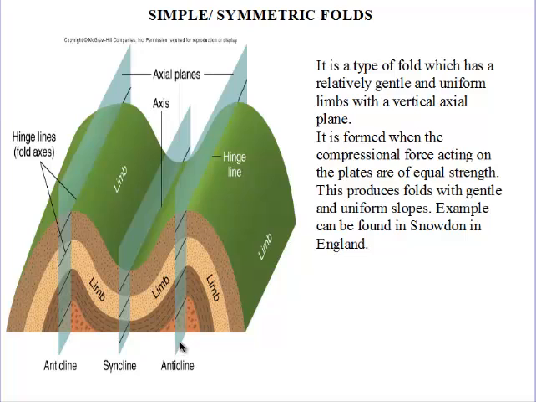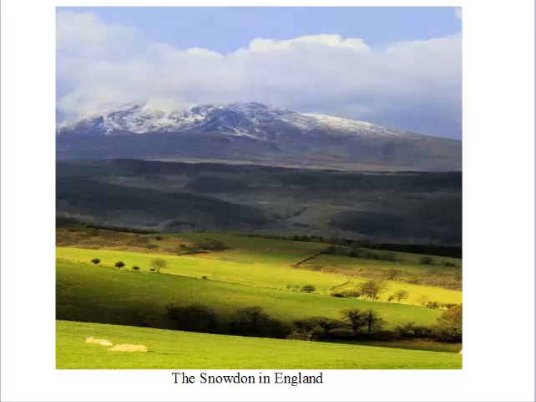And this happens when the compressional force acting on the two plates are of equal strength. This produces folds with gentle and uniform slopes. An example can be found in Snowdon in England. So this is the Snowdon in England.